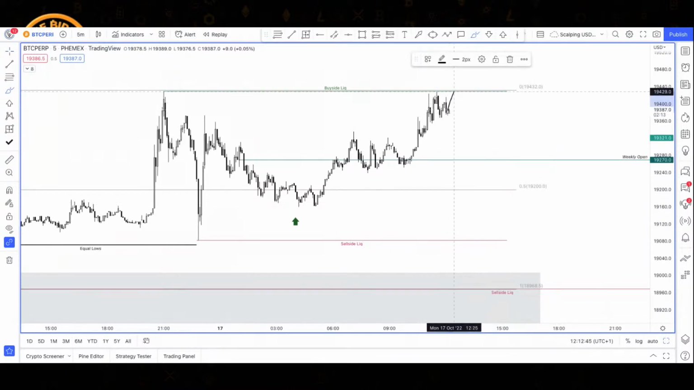So if we go above here, we start to break down into a bearish structure, then our opportunity is for price to go from premium down into discount, right? Meaning that it's going to hunt here via the weekly open. So there's our scalp shorts, right?